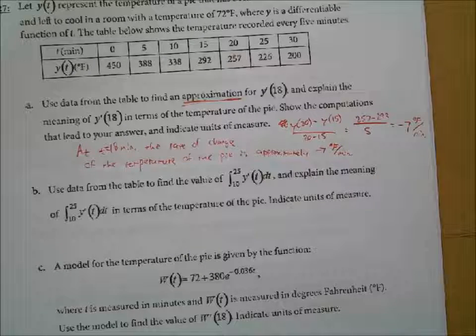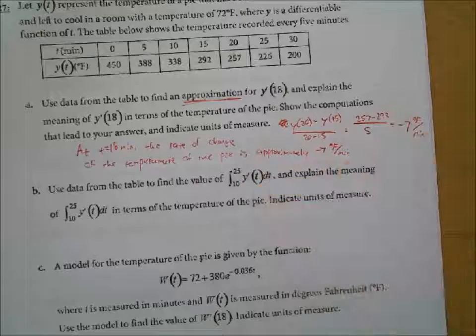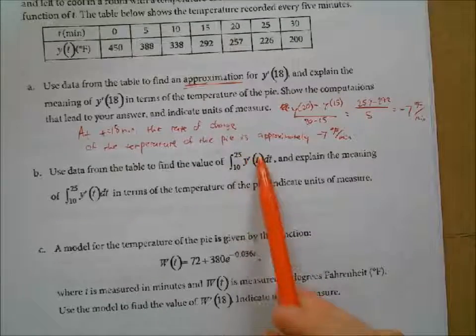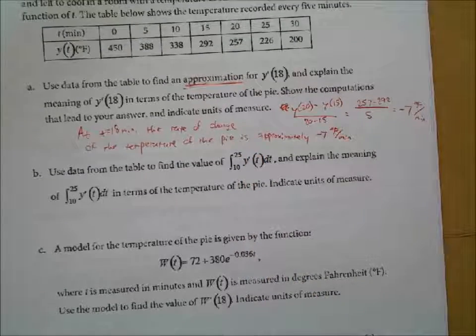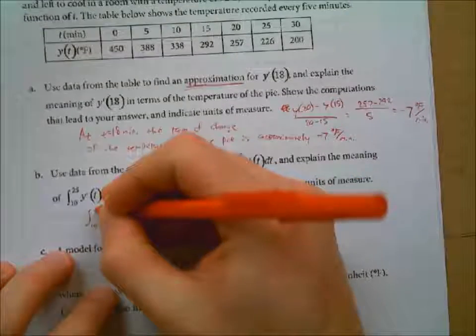All right, letter B. Use data from the table to find the value of the integral from 10 to 25 of y prime of t dt, and explain the meaning of the integral from 10 to 25 of y prime of t dt in terms of the temperature of the pie. Indicate units of measure. So now we're going to try and integrate something whose function we don't know for y prime, but let's just think about what that's going to be here.